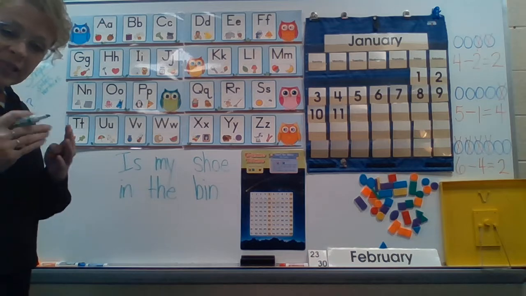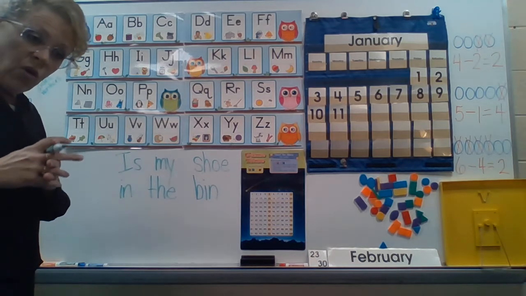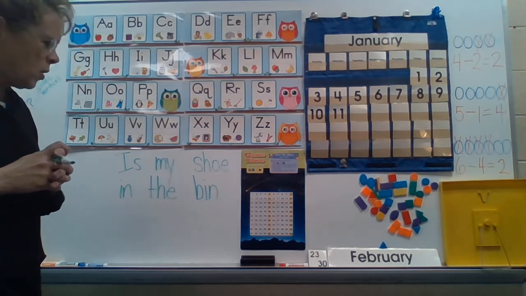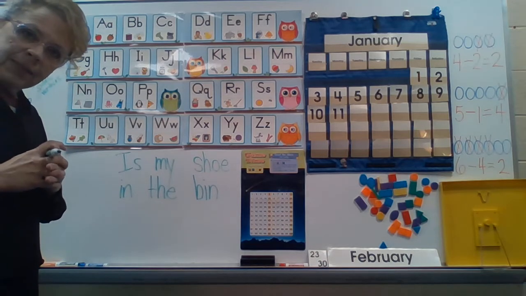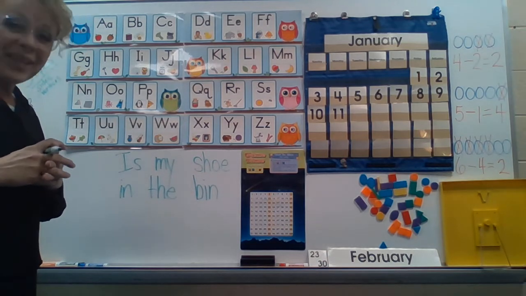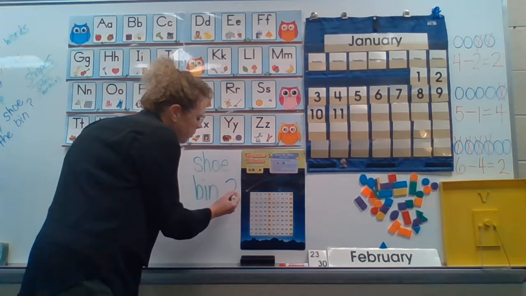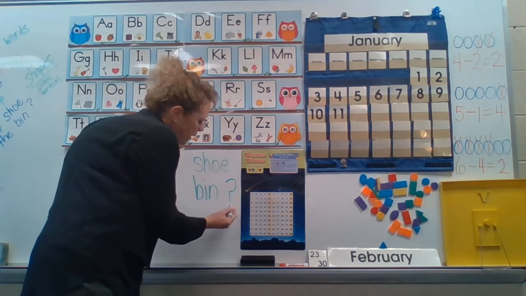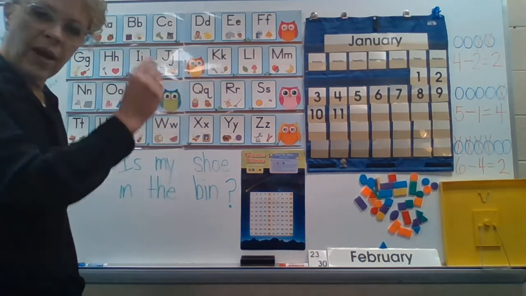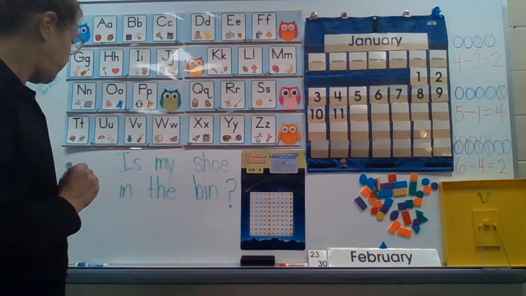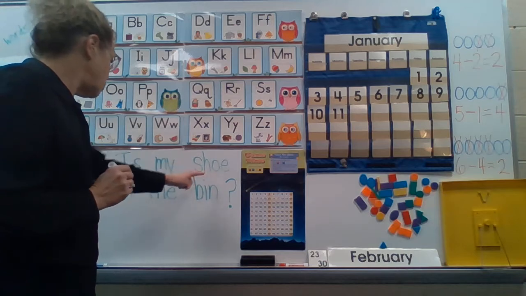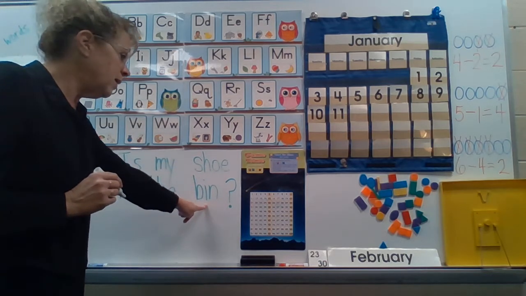Okay. And I said when we want to write a question, we have a special mark that goes at the end. Do you remember what that is? Yes, it's a question mark. Remember, make a round and down, and you put your dot there. Around and down, and put your dot. Is my shoe in the bin?